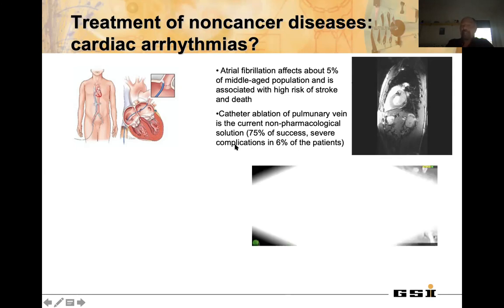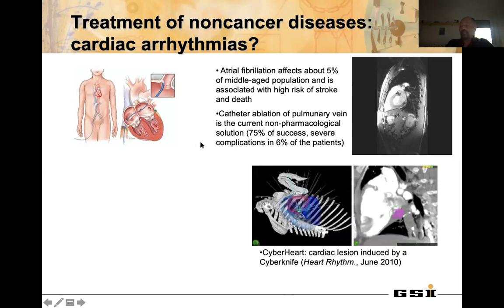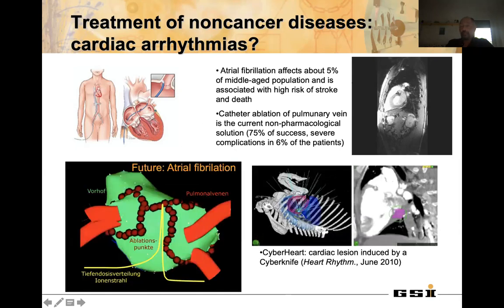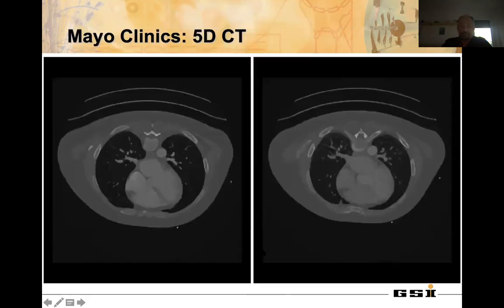So the idea here would be to use radiation instead. Actually, originally this was proposed by Stanford. There is a company called CyberHeart that is actually using the CyberKnife. You remember the CyberKnife, for treatment of cardiac arrhythmia. This is in a swine model here. And we proposed instead to use the BRAC-PIC, essentially to use carbon ions.